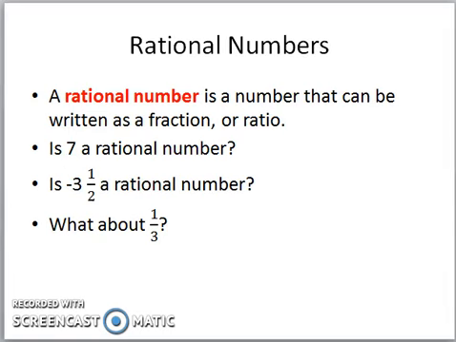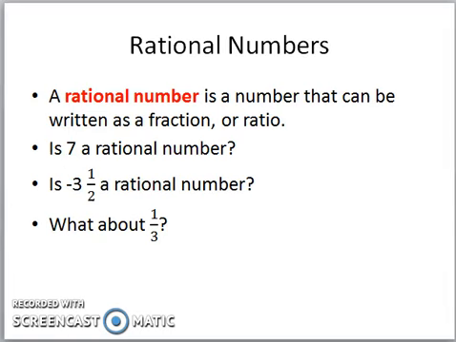The next question says, is -3 1/2 a rational number? So this is a mixed number, which is a fraction, but if we wanted to write it as an improper fraction, we could write this as -7 over 2. So would -7 over 2 be a rational number? Yes, because it's a fraction.